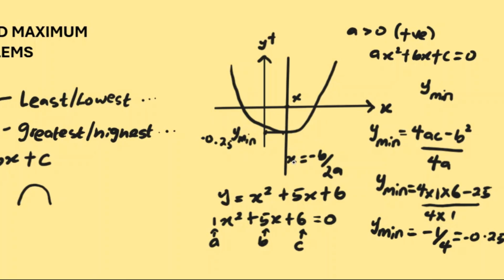So now, considering the minimum value formula from the quadratic equation, and also considering the value of x that will give you that minimum value, here our x will be minus b over 2a. Our b is 5, so this will give us minus 5 divided by 2a, which is 2 times 1, which will give us 2. So the value of x that will give us that minimum value is going to be minus 5 over 2.